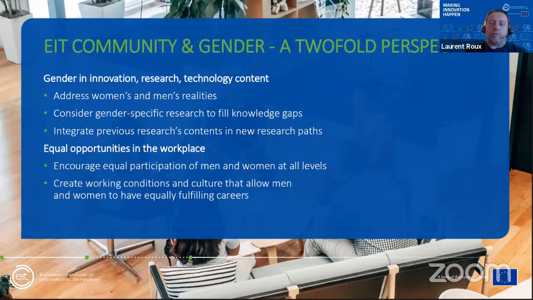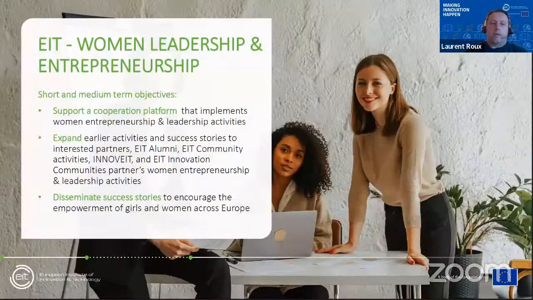And obviously, when these companies grow, it's also about making sure that the right level of women, or balanced level of women, is hired in senior positions, so that diversity is ensured. And we believe that this leads to better results, companies growing faster, making better decisions, and ultimately having a better impact for the EIT. These activities are not new. They've been running since 2016 at EIT, and also the KICs have been participating.